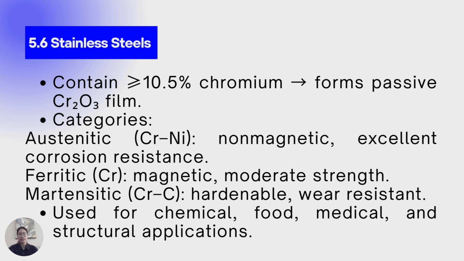Next, we have ferritic stainless steel. They are magnetic and economical, used in automotive and appliances. Next, there is martensitic stainless steel. They are hardenable by heat treatment, used for cutlery and surgical tools. Each type offers a balance of corrosion resistance, strength, and formability, making these steels vital for industries that demand both durability and aesthetics.